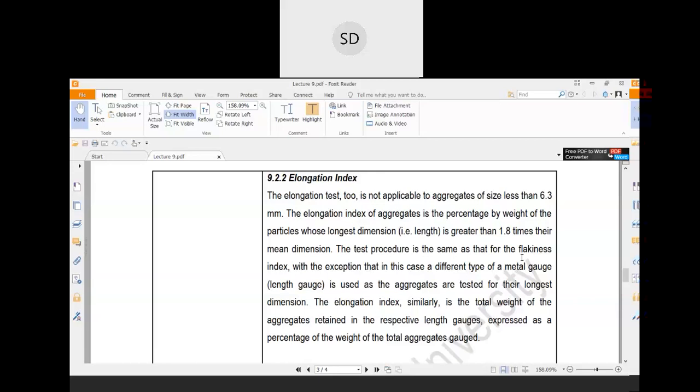For the elongation index gauge, the gauge dimension is decided based on the specific sieve size. Suppose there are 20 and 25 mm sieves. In that case, the gauge for 20 to 25 will be 1.8 into (20 plus 25) by 2. Whatever dimension you get, that is the width of that gauge. So that is the elongation index gauge.